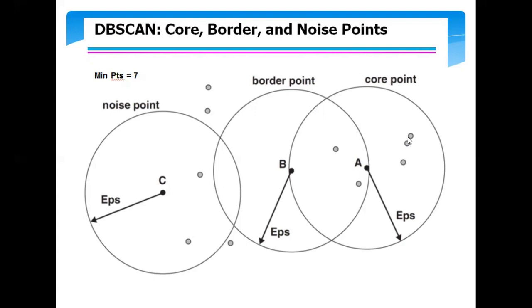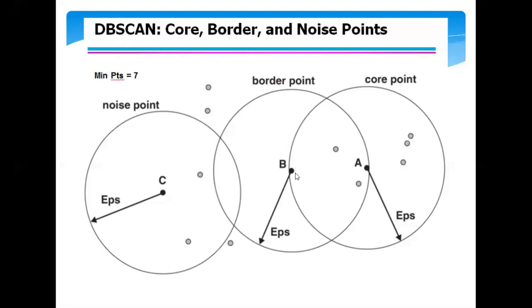So let us start counting. Here is the first point: 1, 2, 3, 4, 5, 6. Yes, 6 points, along with the point A itself. Along with A itself, it forms 7 points, which form a cluster. So when A satisfies the criteria of minimum 7 points within its radius, it can be considered a core point. Moving forward, next we will see what a border point is.